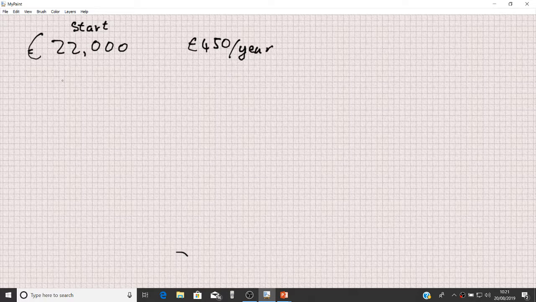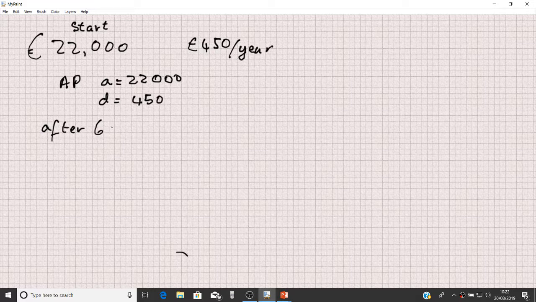So we can look at this like an AP. It's not compounding, it's just adding 450 to his salary each year. So it's an AP where A equals 22,000 and D equals 450. And the question is, how much will he have after 6 years? So after 6 years, we can take a look at U6.